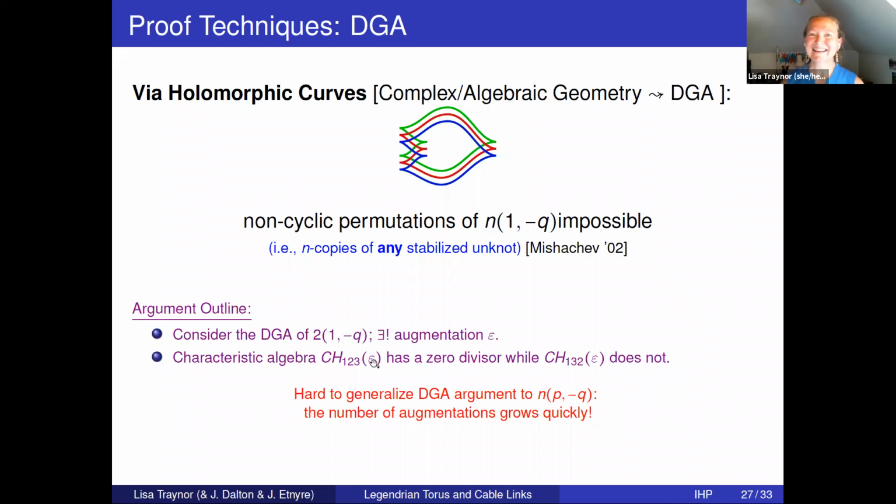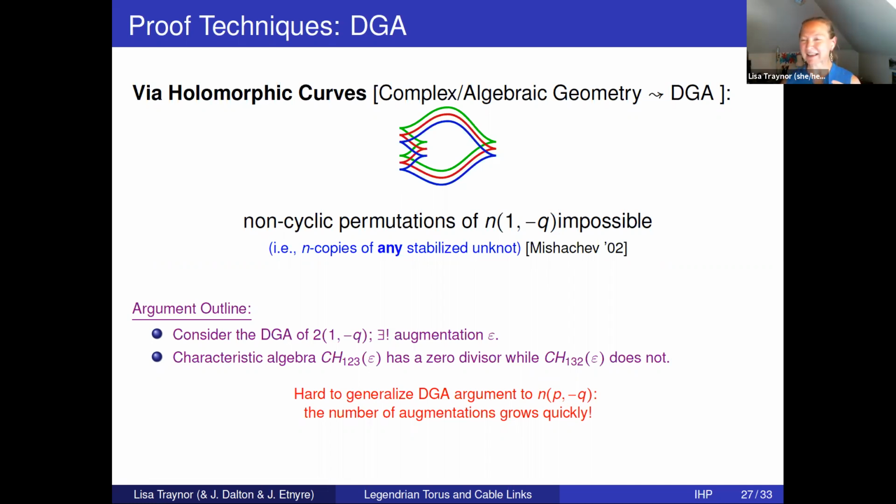These are fairly hard, lengthy calculations. At first it looks like one doesn't have a zero divisor, and then you realize, oh yes, it does. With more modern insight, we've been able to realize that when p equals 2, you can use the idea of the product structure. So I think you could do the DGA approach for p equals 2 for all the torus links. But when you get to p equals 3, the number of augmentations just explodes.